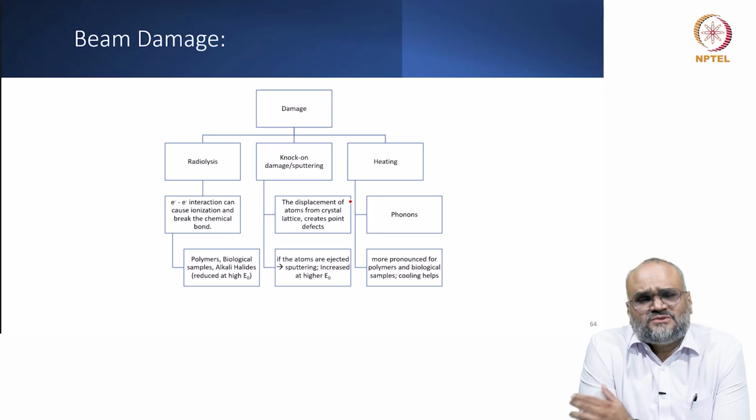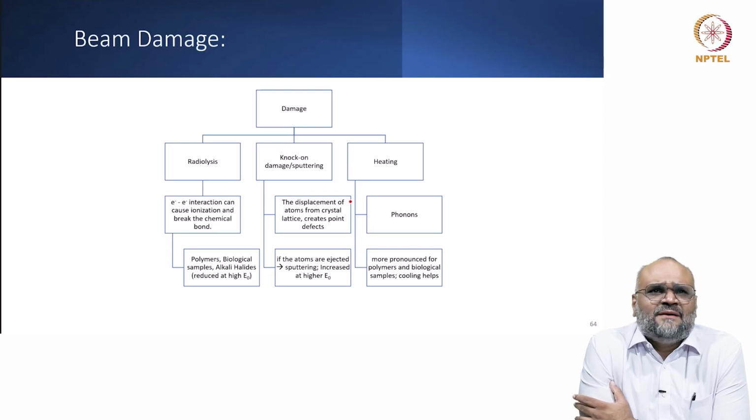In the next case, which is knock-on damage or sputtering or even displacement damage, what happens is when the momentum of the incoming electron beam is transferred such that it can exceed the binding energy of a crystalline lattice.